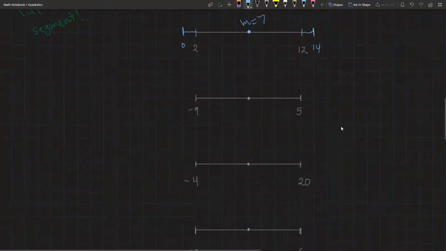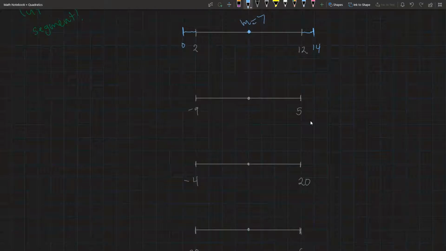Okay, and let's look at the next one. -9 and 5. We want to get the 0 involved. Think about where along this segment is the 0. Is it inside the segment or outside of the segment? -9 and 5, it looks like we crossed the boundary. So 0 is somewhere inside. Is it closer to 5 or is it closer to 9? Because that's the one we're going to begin with, okay? Always begin by labeling your 0.